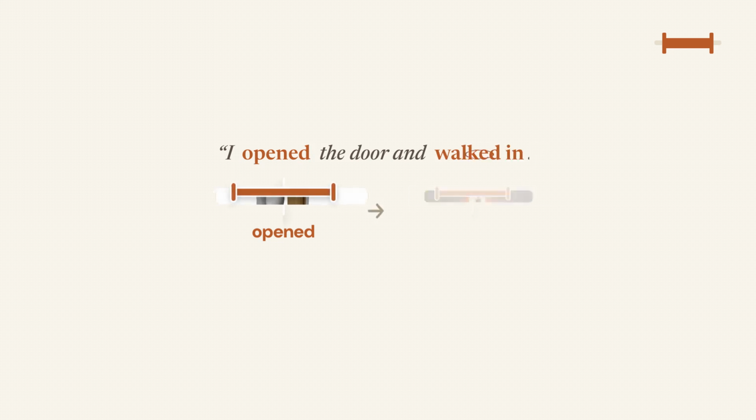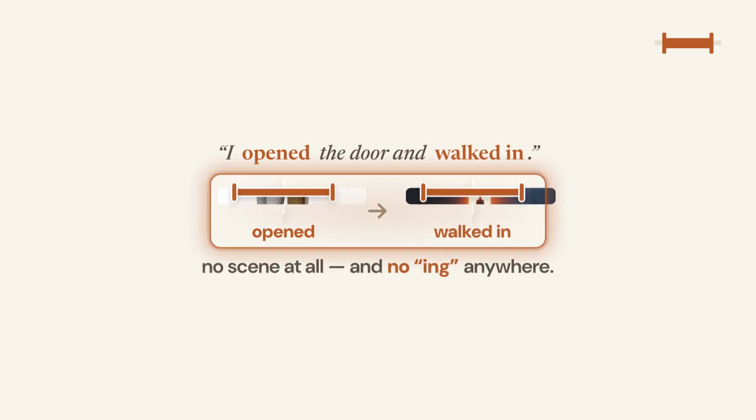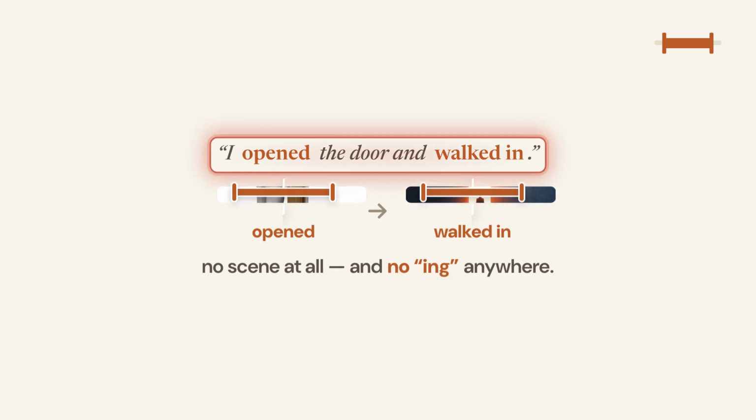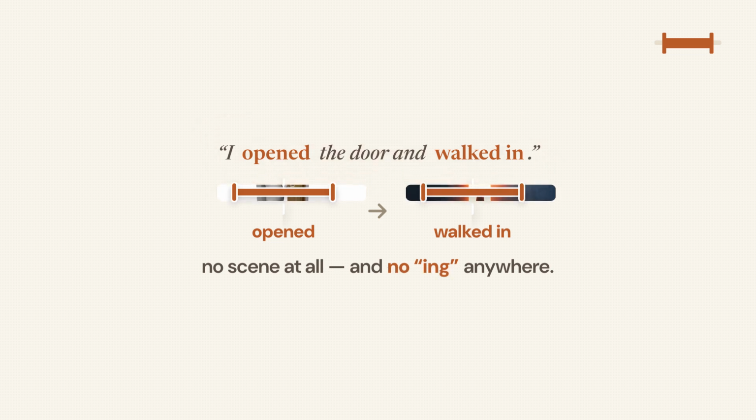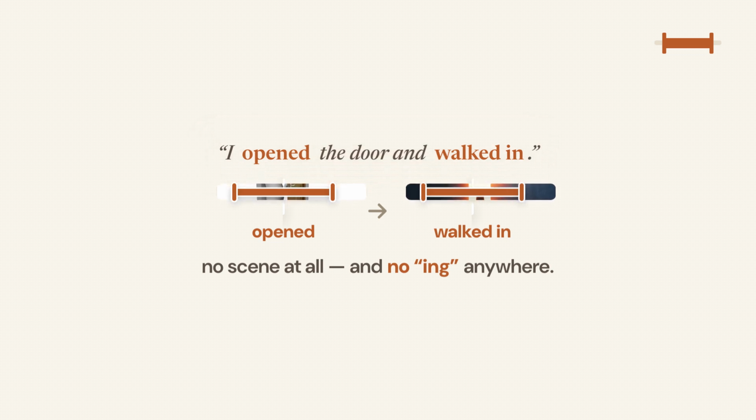Now, let's look at an example of two whole actions, one after the other. I opened the door and walked in. No scene at all. Just one complete action, then the next. No ing anywhere. Hold on to that second one. We're coming back to it because it's where most people go wrong.